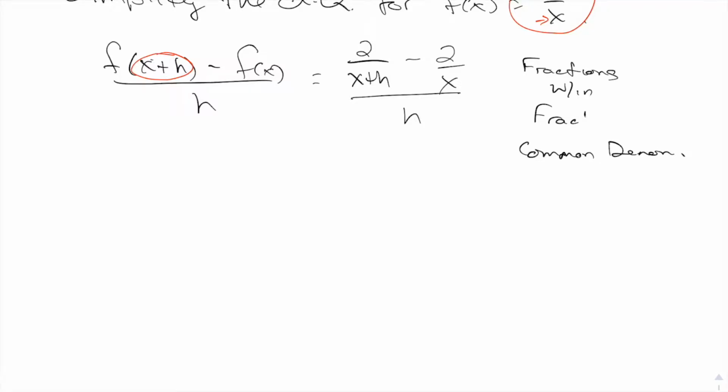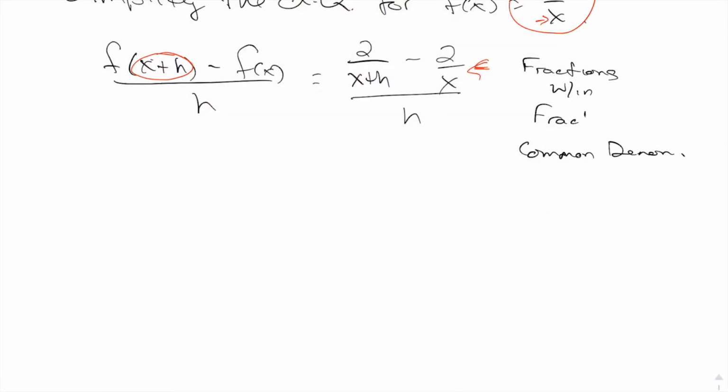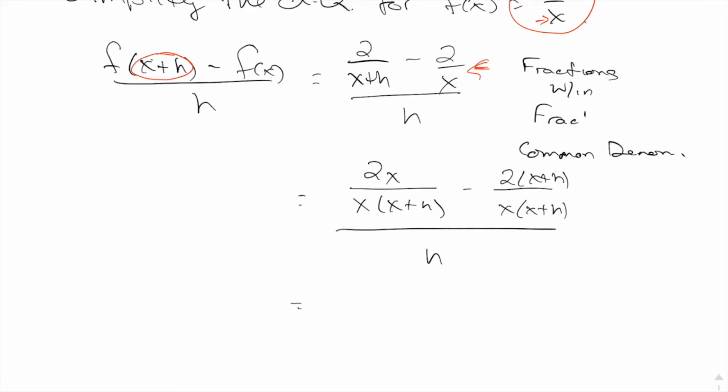So if we look at our numerator here, right, our common denominator, we can just multiply them together. Our common denominator of our numerator would be x times x plus h. So we look at our first fraction. I need to multiply that numerator by an h to complete that. I look at my second numerator. I need to multiply that by the quantity x plus h to complete that. We're still all over h.